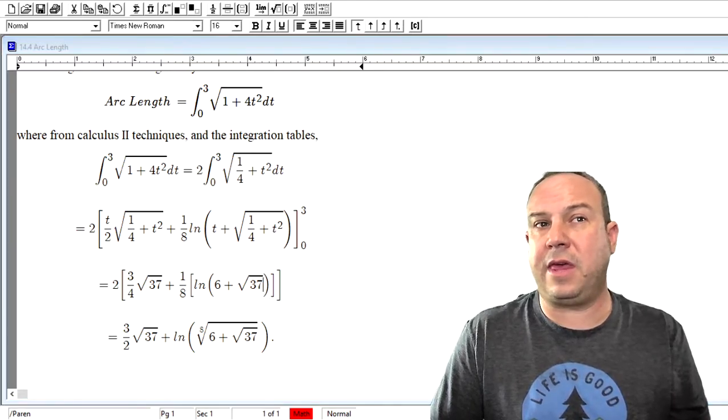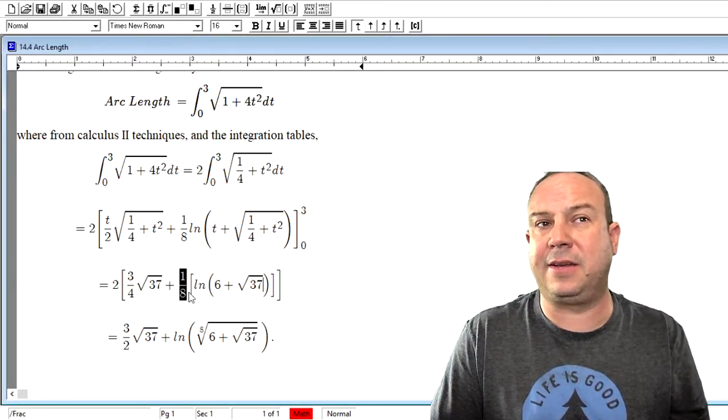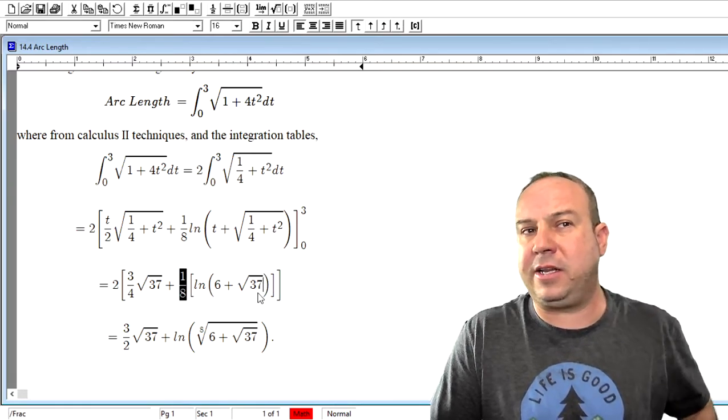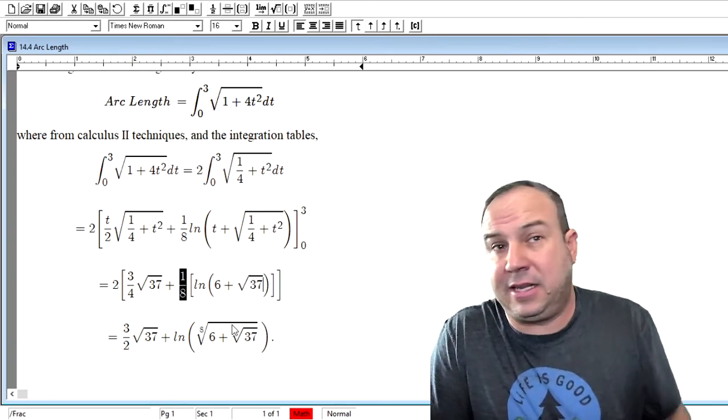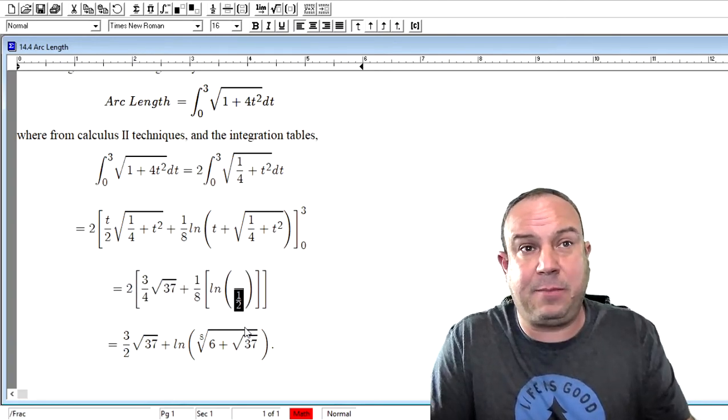Then the 1/8 can be brought back into the logarithm from the constant multiple to become a power on this quantity. And this quantity raised to the 1/8 power is really just the 8th root of that quantity. So that is how that statement is simplifying.